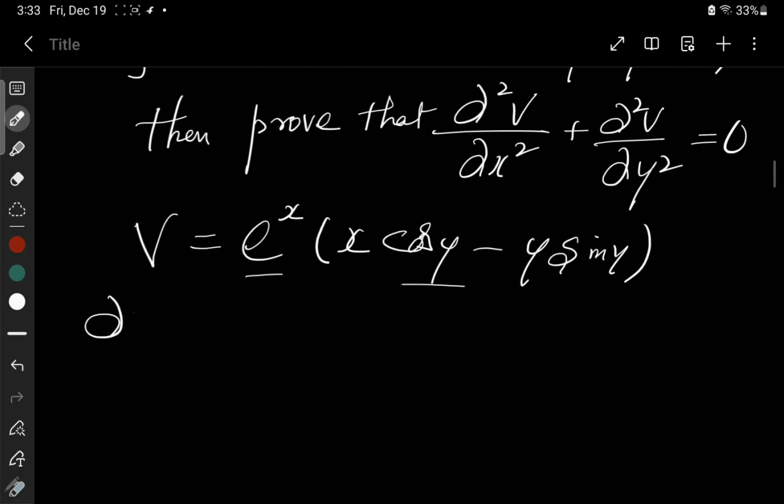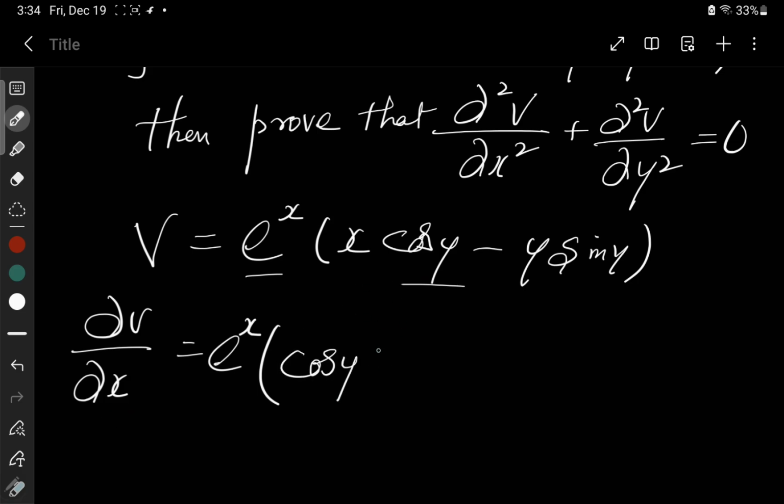First step, I find dou v by dou x. This is u and this is v. Keep e power x as it is and differentiate the other term. If you differentiate it with respect to x, keep the y term constant, cos y. x, if I differentiate, I will get 1. Then this full term in y is constant, so you will get 0, plus x cos y minus y sin y.